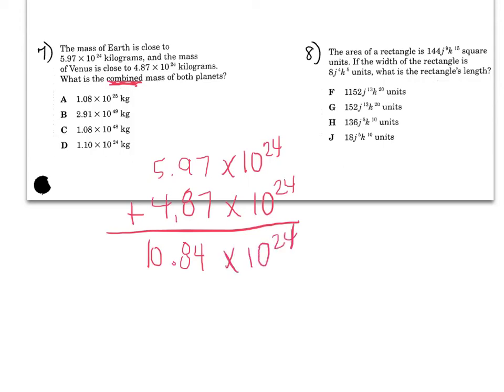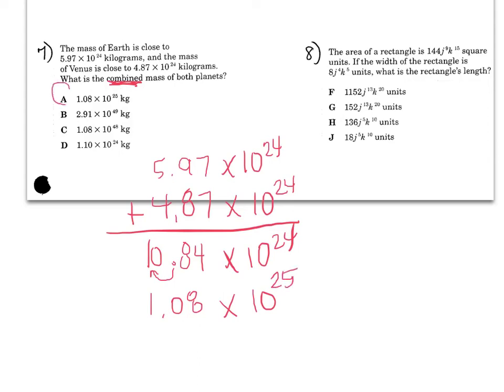However, if you look at 10.84, we're going to have to move that decimal one place back, which is going to add an exponent here, and so it's going to be 1.08 times 10, because we had to move it back one, we're going to add an exponent, and so that would be to the 25th, which is answer choice A.